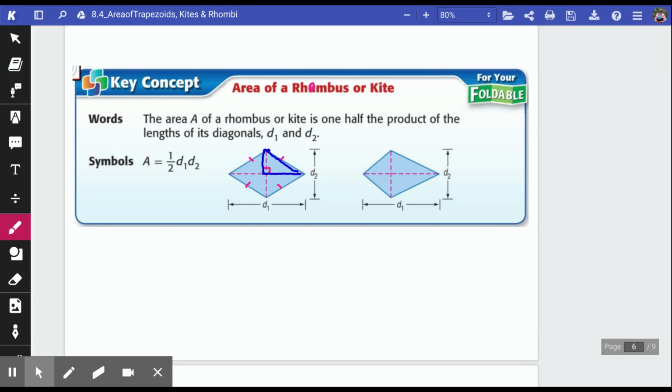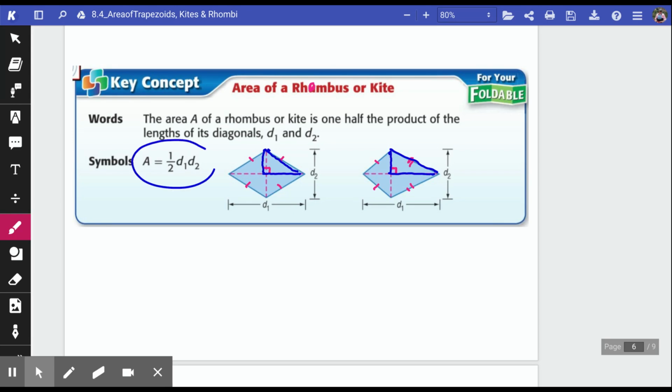A kite has 2 pairs of consecutive congruent sides. So there's one pair that's consecutive, and there's the other pair that are consecutive. You'll see that I didn't put the same number of congruent marks on there, because the ones with the 2 marks are congruent, and the ones with the 1 mark are congruent. These diagonals are also perpendicular, which gives me a 90-degree triangle, which would help us find missing measures in problems if necessary.